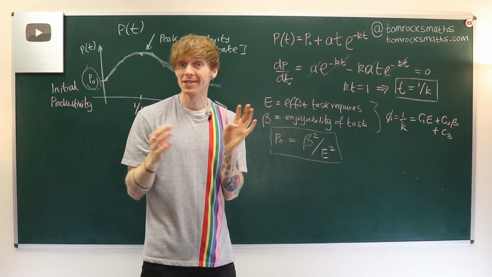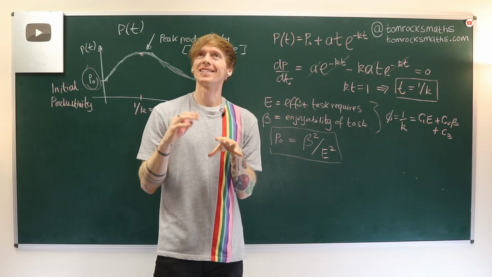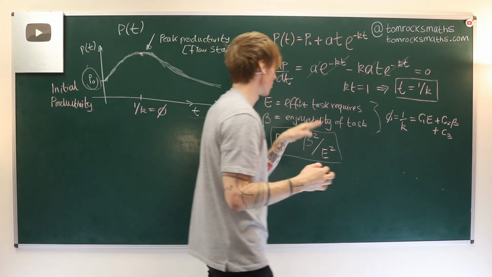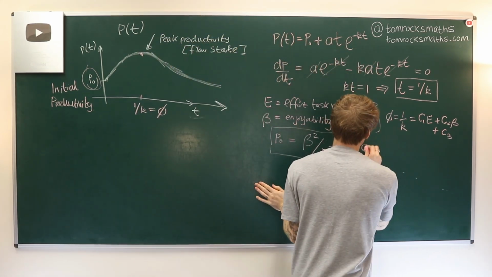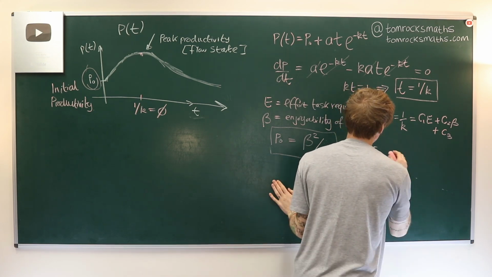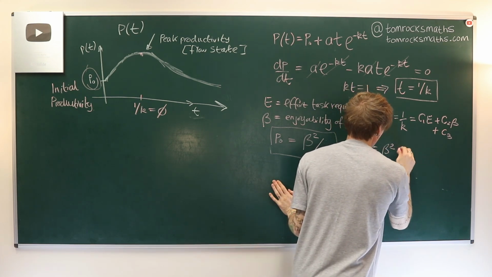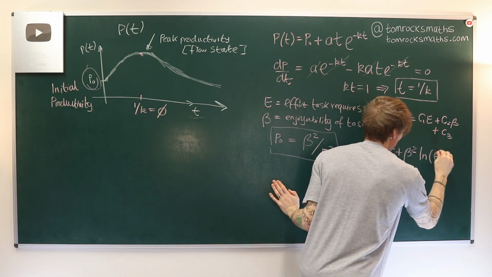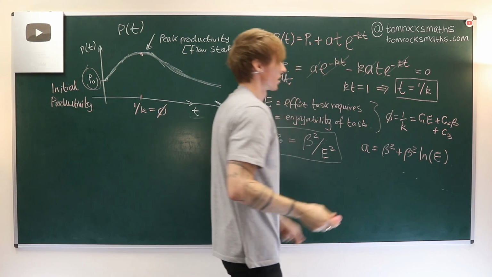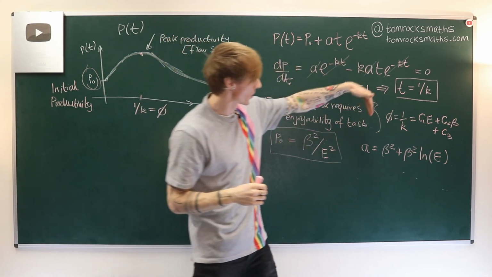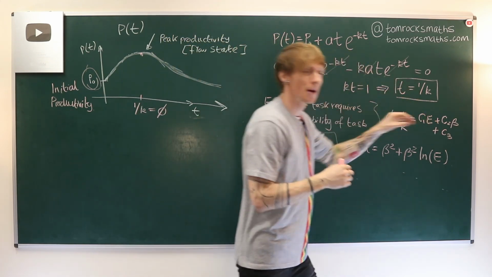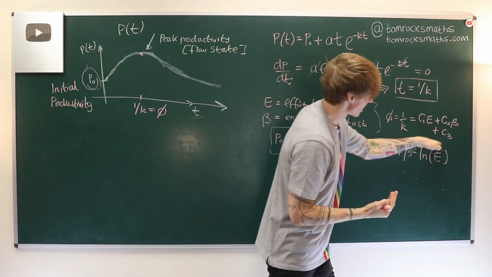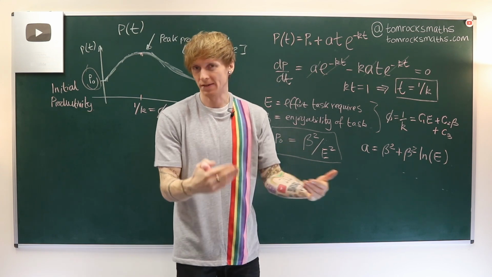So what this all means, anyway, for the maths, is that a reasonable function for A in terms of beta and E is going to be A is equal to beta squared plus beta squared times the natural log of the effort. So this will increase with both enjoyability and effort, but for the effort in particular, that increase is going to tail off if it becomes too difficult.